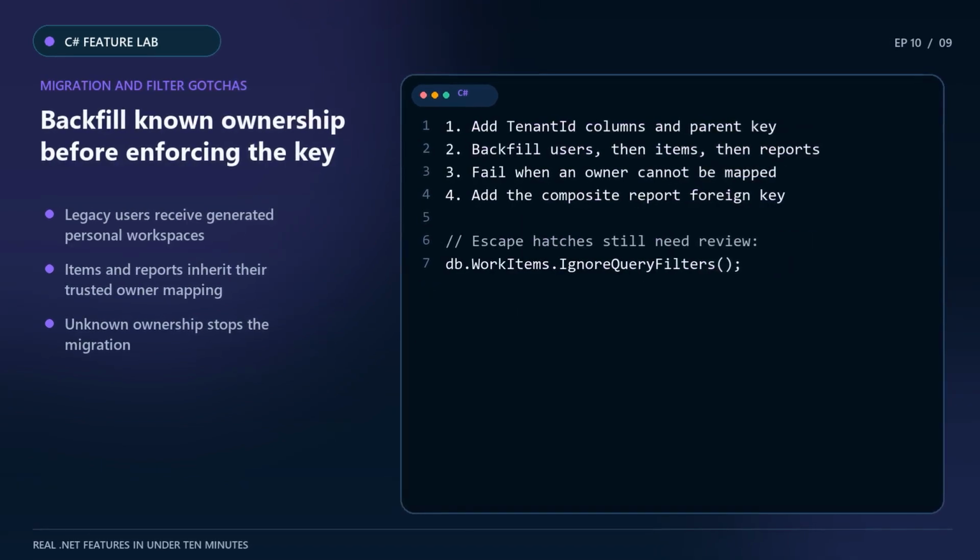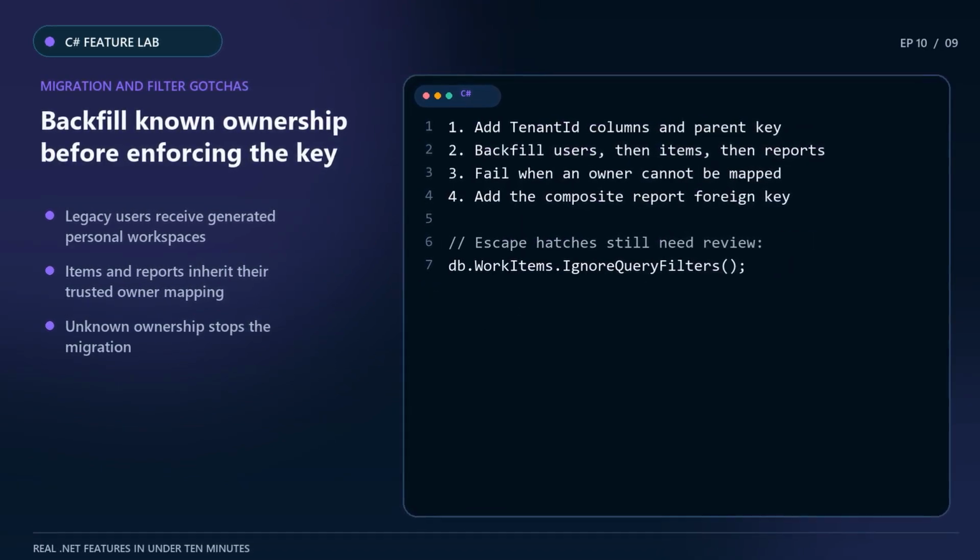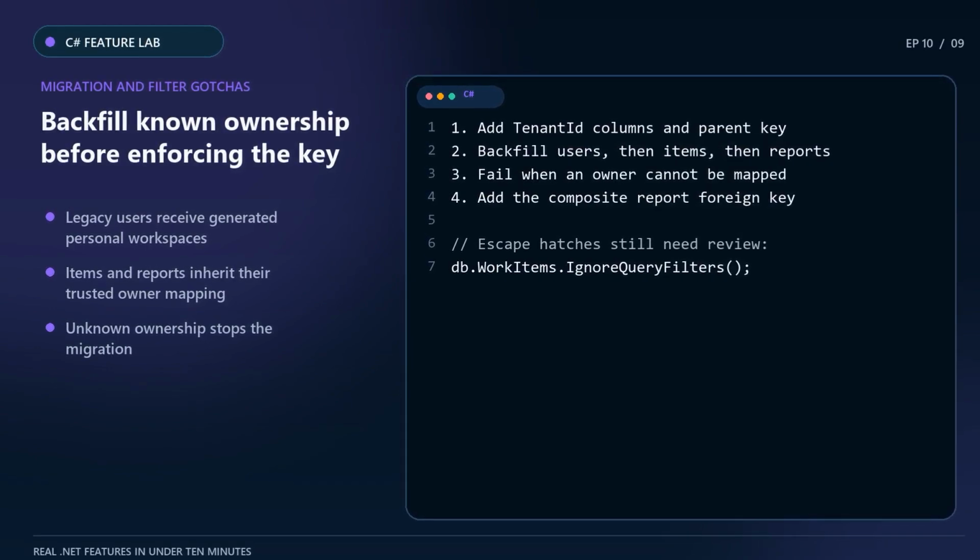Required columns need a transition plan. The first migration adds tenant ID and the parent key. A separate data migration generates a personal workspace for every existing identity user, maps work items through their stored owner ID, and maps reports through their work item. A temporary check guard aborts the migration if an owner or relationship cannot be mapped, rather than hiding unknown rows or guessing. Only the final migration installs the composite report foreign key.